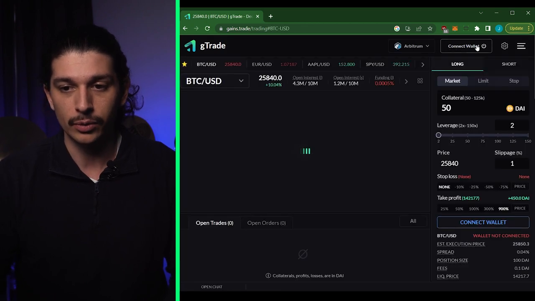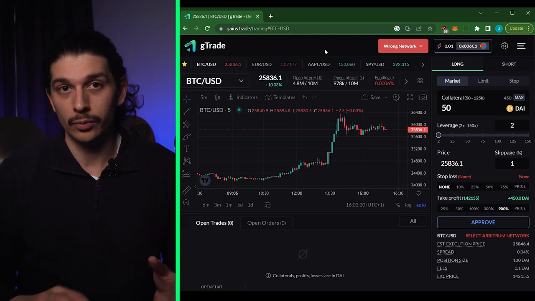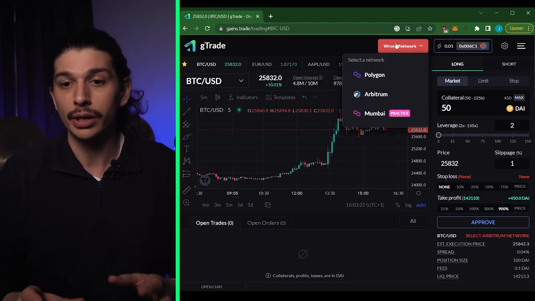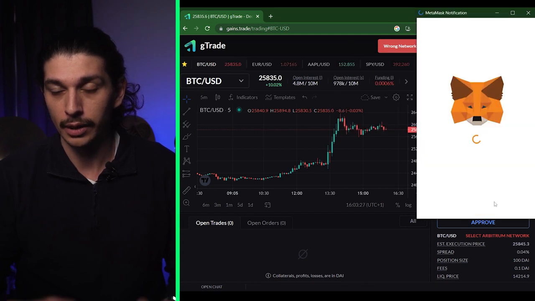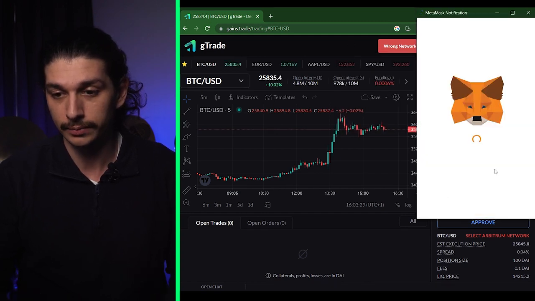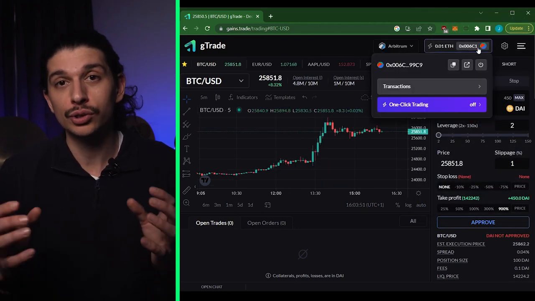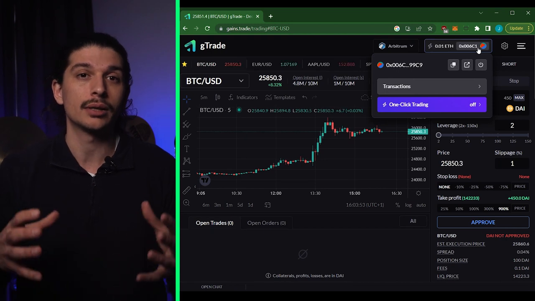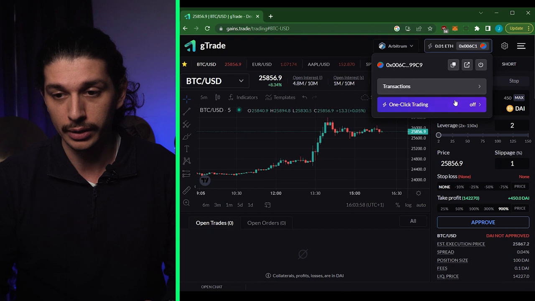And the next step is, of course, to connect your MetaMask wallet. So the DEX conveniently tells me that I'm on the wrong network, and we can go ahead and click that button and change over to the Arbitrum network to make sure we're in the right place. I approve this transaction through MetaMask. Now from here, I'm gonna go straight into the one-click trading option because I don't really wanna be dealing with multiple MetaMask pop-ups for every single trade.